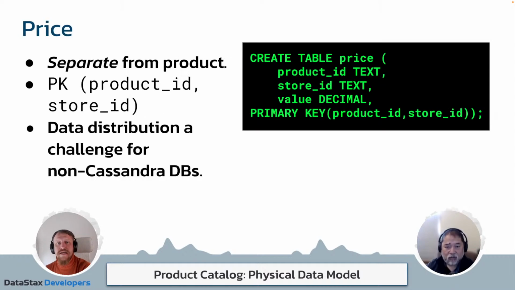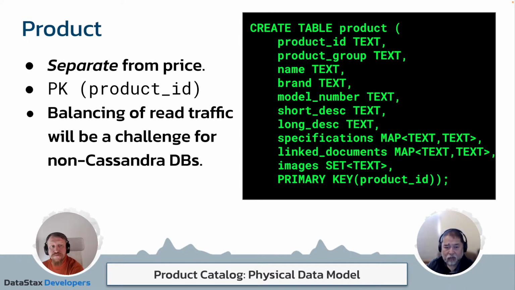Okay. So price is going to be separate from the product because we might have different prices based on the location. Product is separate from the price. Product is going to have many properties, specifications, linked documents, and images.